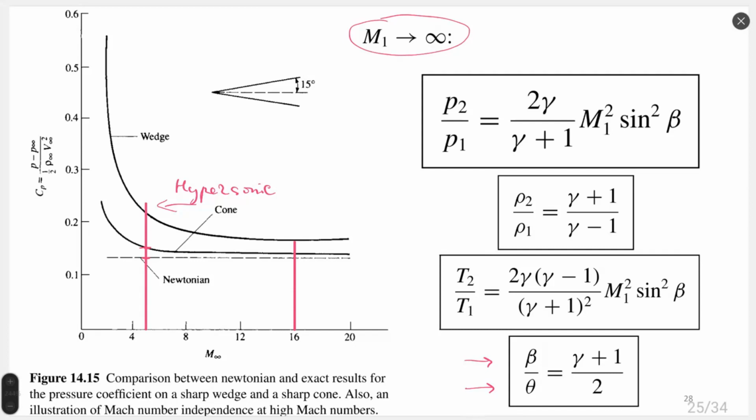This gamma plus 1 for air is how much? Gamma is 1.4, so 2.4 divided by 2 is 1.2. So the ratio between angle beta and theta for air is 1.2, where we do not take into account change of gamma. We know that for hypersonic flow, gamma decreases. Once gamma decreases, it can be 1.2, 1.15, and even for 1.2, this ratio will drop to 1.1.